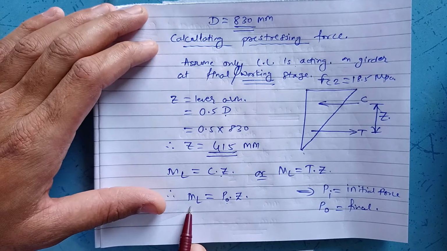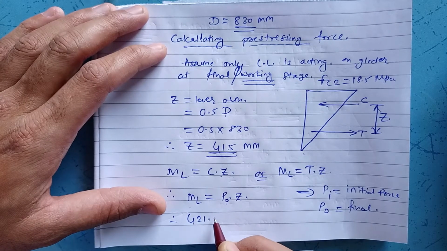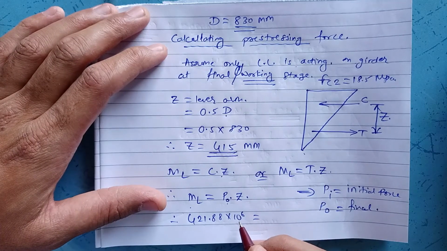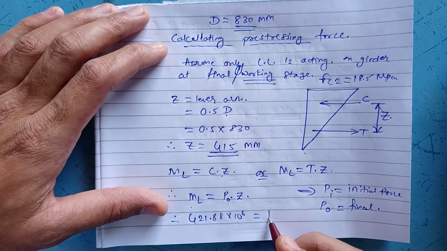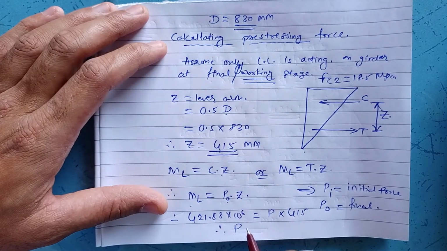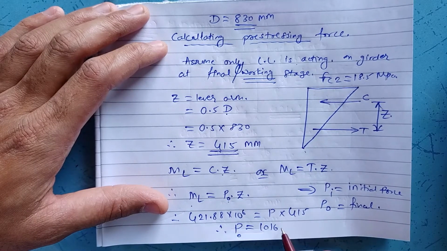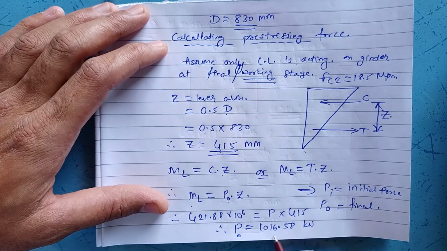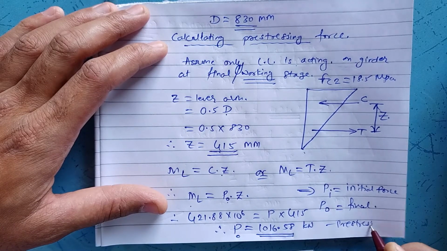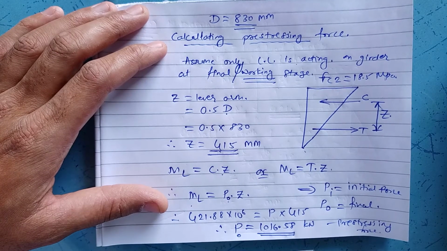Moment due to live load we have calculated, that is MQ. We will substitute 421.88 into 10 raised to 6 Newton mm. We have converted moment here from kilonewton meter to Newton mm, is equal to P into Z. We have calculated 415, and on simplifying this we get P0, that is the pre-stressing force at final stage, as 1016.58 kilonewton. This is the pre-stressing force.